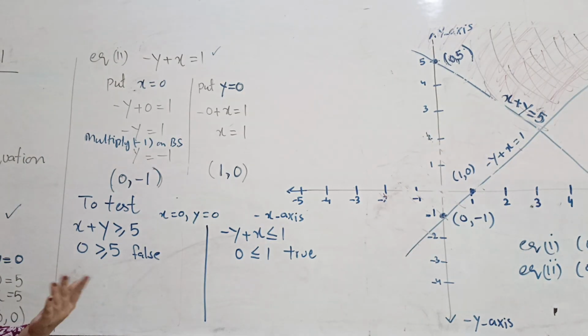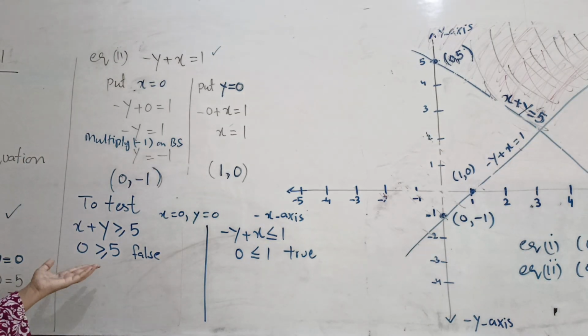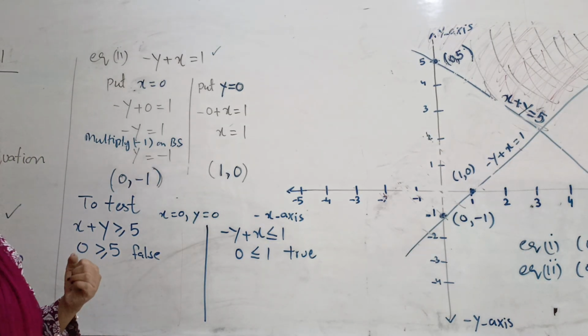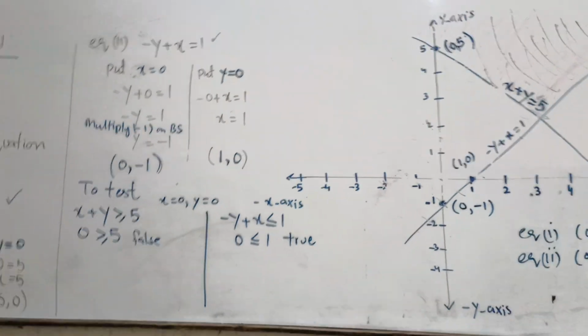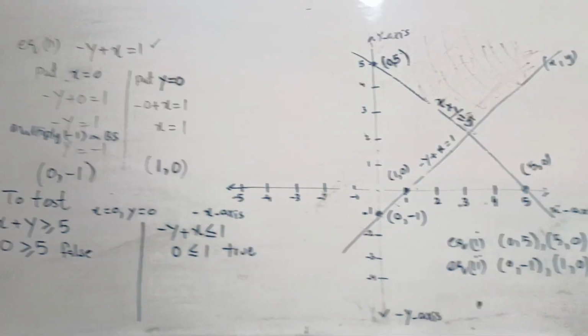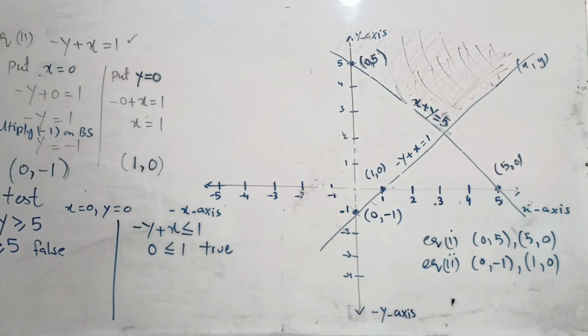How can 0 be greater than 5? So this is wrong. It means that shading will not be towards the origin.